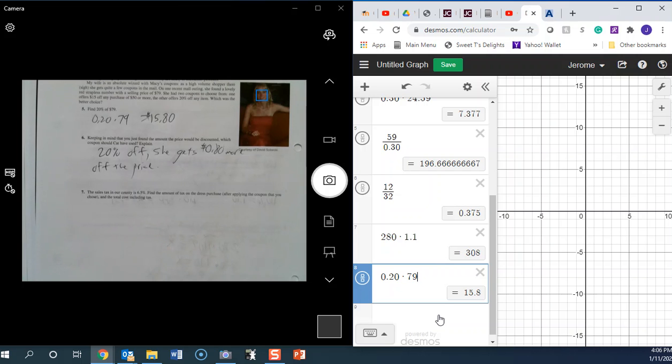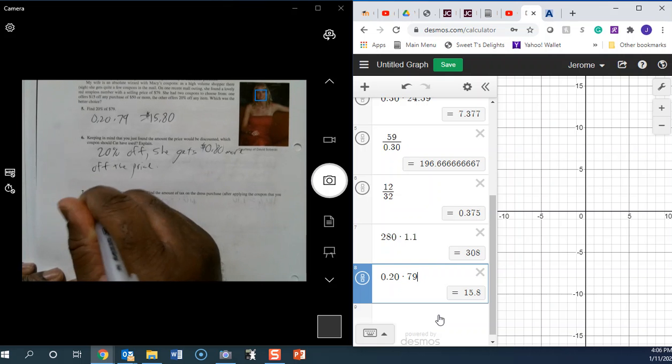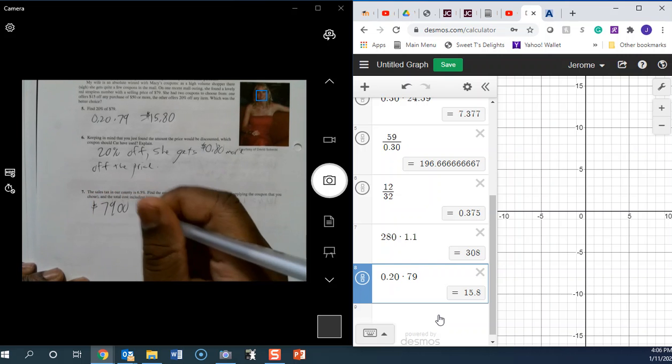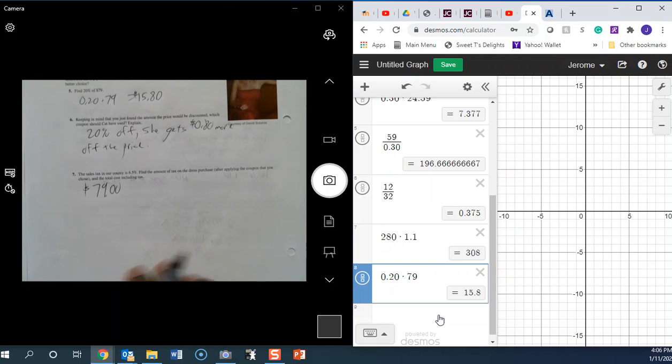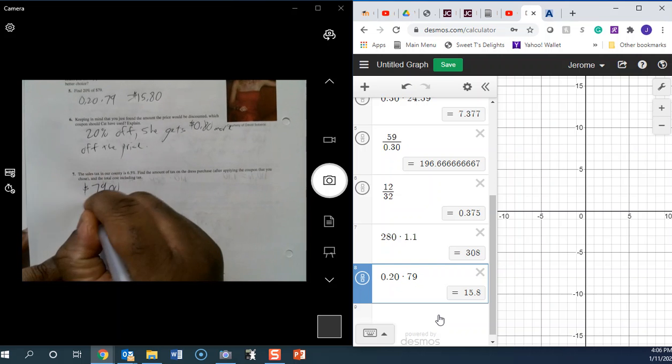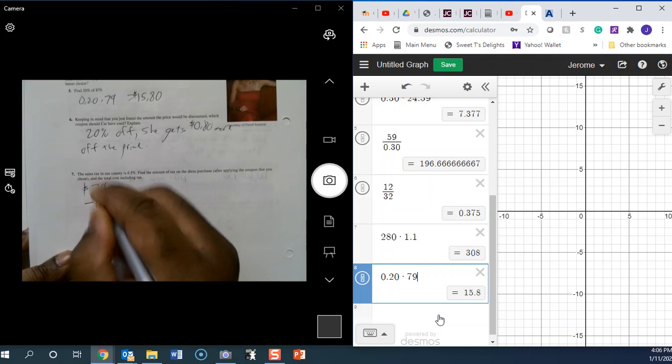Number 7, the sales tax in our county is 6.5%. Find the amount of tax on the dress purchase after applying the coupon that you chose and the total cost including tax. Okay, so it's $79, and that is from up here in the directions. That is $79. And then we will take our 20% off, which is $15.80.